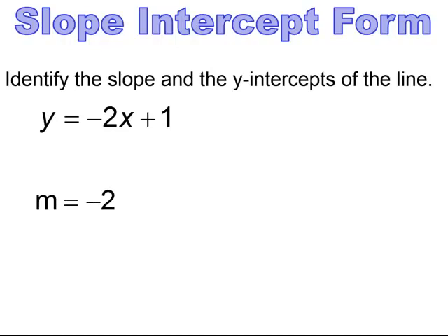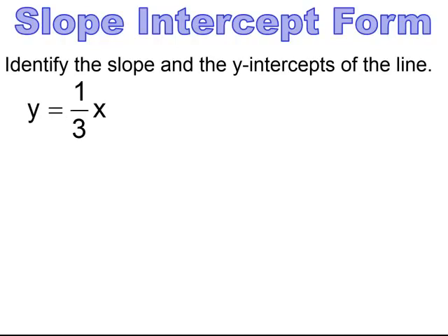So your slope here is -2, and your intercept is going to be (0, 1). Pause and try. So your slope here is equal to 1/2, and your intercept, be careful here, because there's no plus or minus, that means that the intercept would be (0, 0). So at the origin.